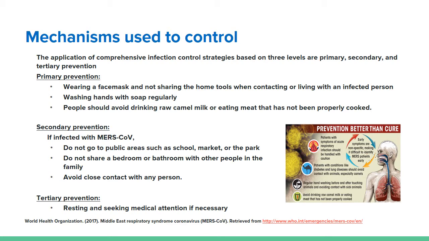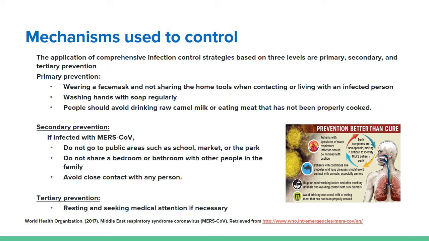prevention. Primary prevention: wearing a face mask and not sharing home tools when contacting or living with an infected person. Washing hands with soap regularly. People should avoid drinking raw camel milk or eating meat that has not been properly cooked.